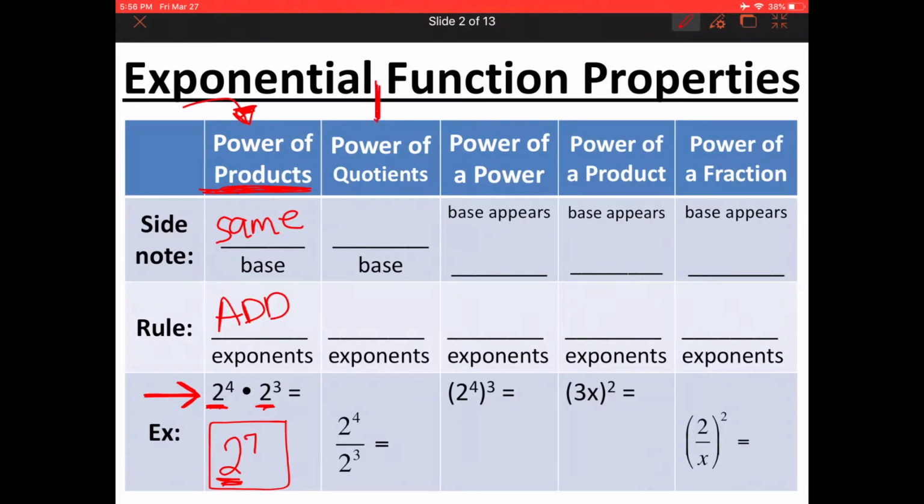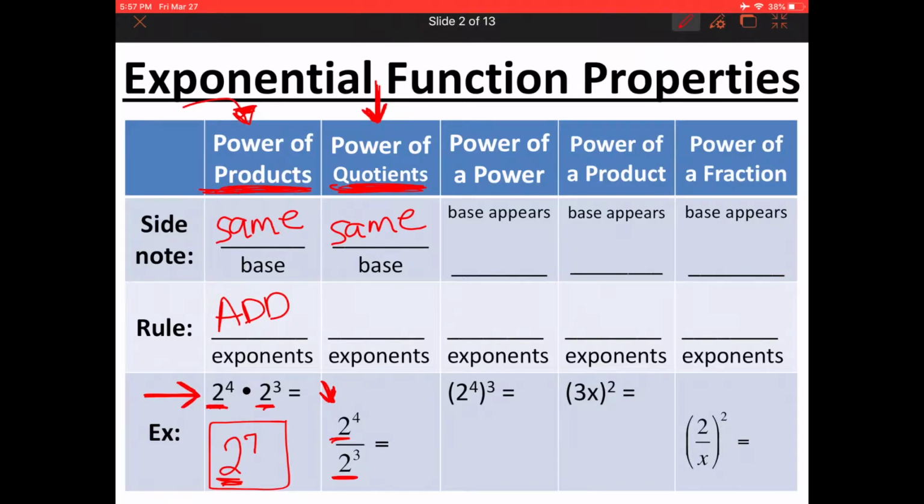For my second column, I'm looking at the power of quotients. And remember, a quotient in math means that we are dividing. So look at my example here. I have division there, 2 to the power of 4 divided by 2 to the power of 3. But again, what do we notice about those bases? They are still the same. So in order to use this power of quotients, just like the power of products, your bases have to be the same or you cannot use this property.